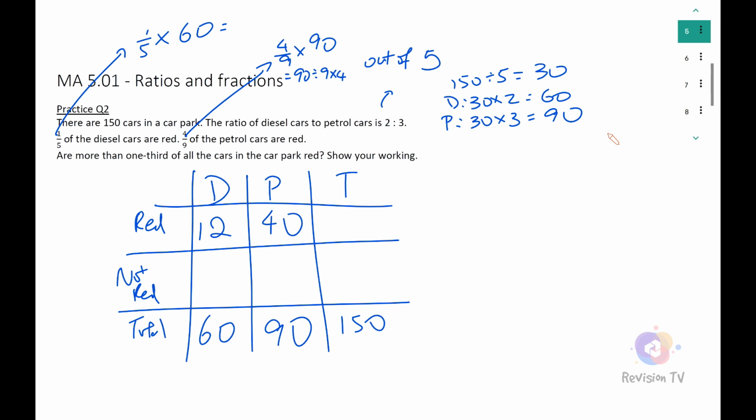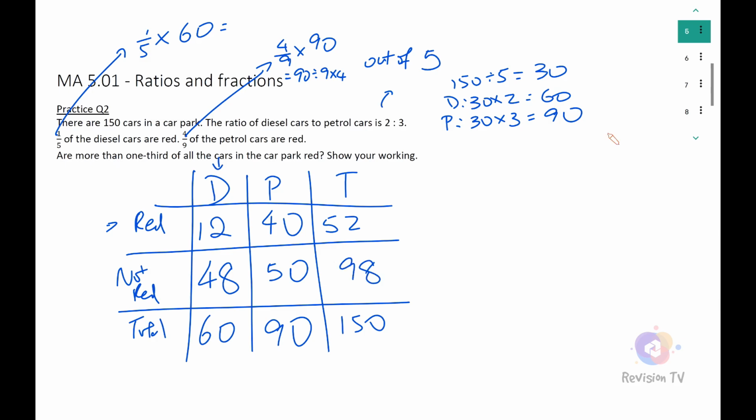So let's finish the two-way table. Again, we look for columns or rows that only have one opening. For example, in the diesel column there's 12 and 60. There's a gap. 60 take away 12 is 48. Same for the petrol, there's a gap in there. 90 take away 40 is 50. In the first row, about the red cars, we can see there's a gap, which is the total for the red. 12 plus 40 is 52. 48 plus 50 is 98.